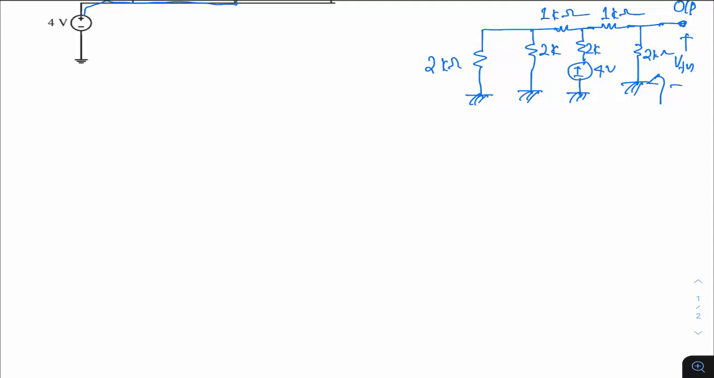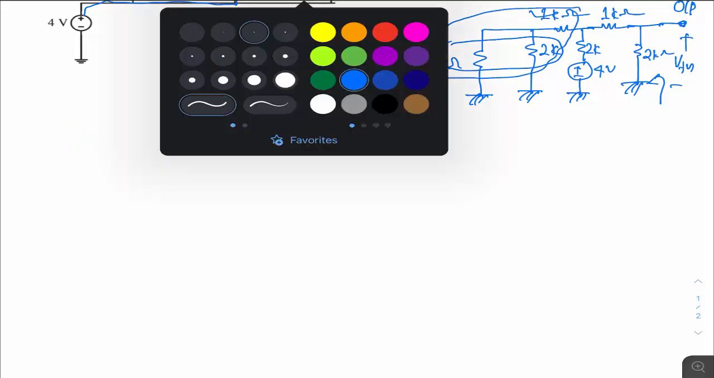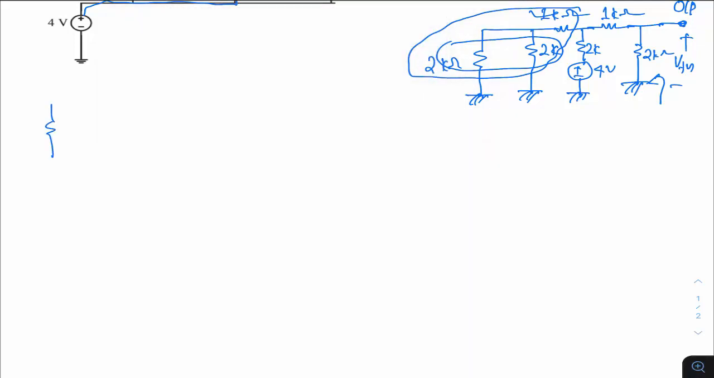So let me do one thing. This 2 kilo ohm and 2 kilo ohm are in parallel, so I am replacing them by a single resistor whose value is 1 kilo ohm. And this 1 kilo ohm is again in series with this 1 kilo ohm as well. So this entire segment I am replacing by a 2 kilo ohm resistor. So here I have a 2 kilo ohm resistor.